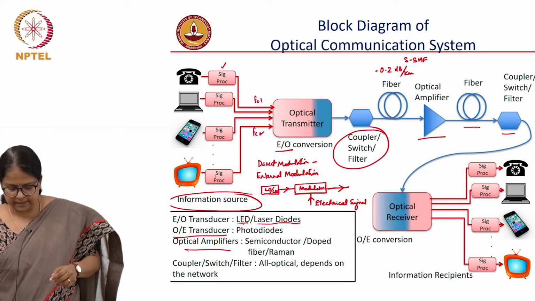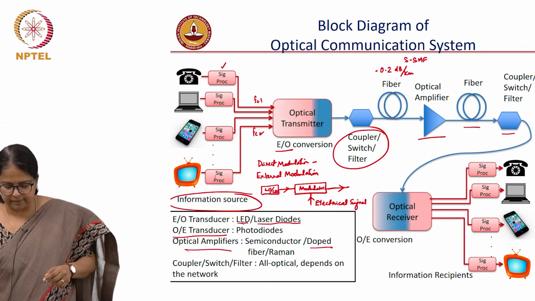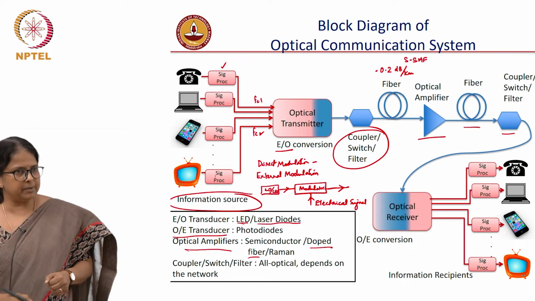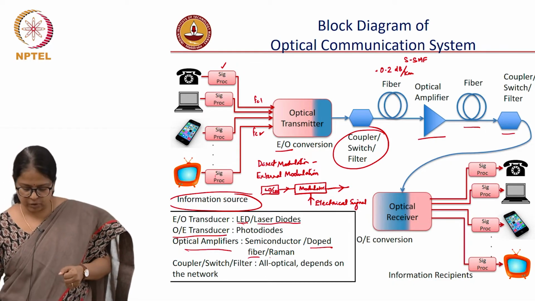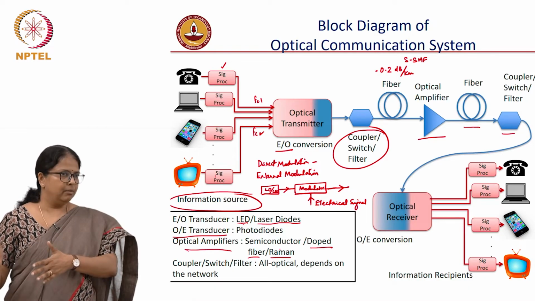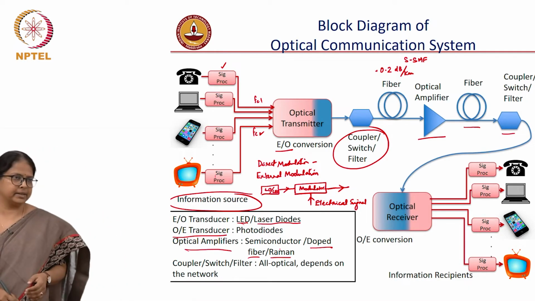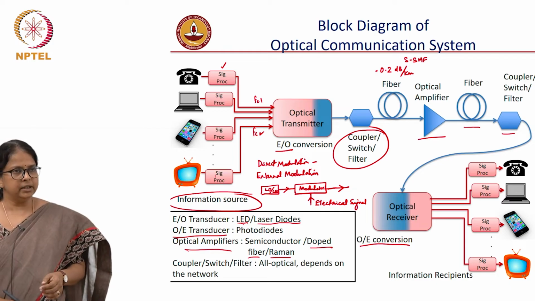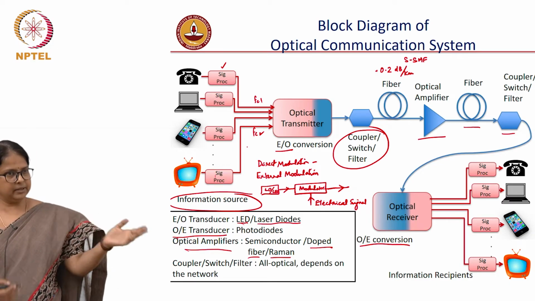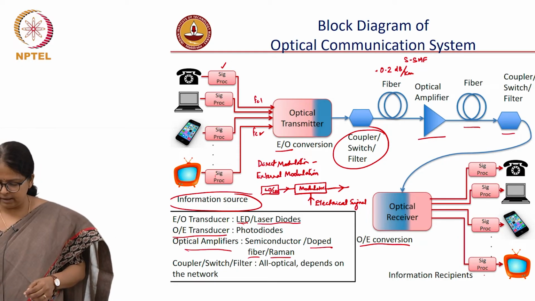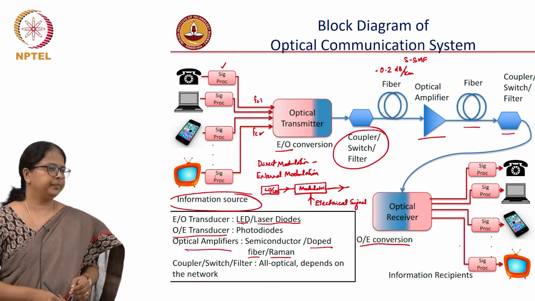The amplifiers, as I said, the most commonly used amplifier is a doped fiber amplifier. You could also use semiconductor amplifiers. People also use what are called Raman amplifiers. That again will come in our module where we are talking about amplifiers. And after the optical to electrical conversion is done, you could do the demultiplexing as you did earlier, and you could be sending the information to the recipient.